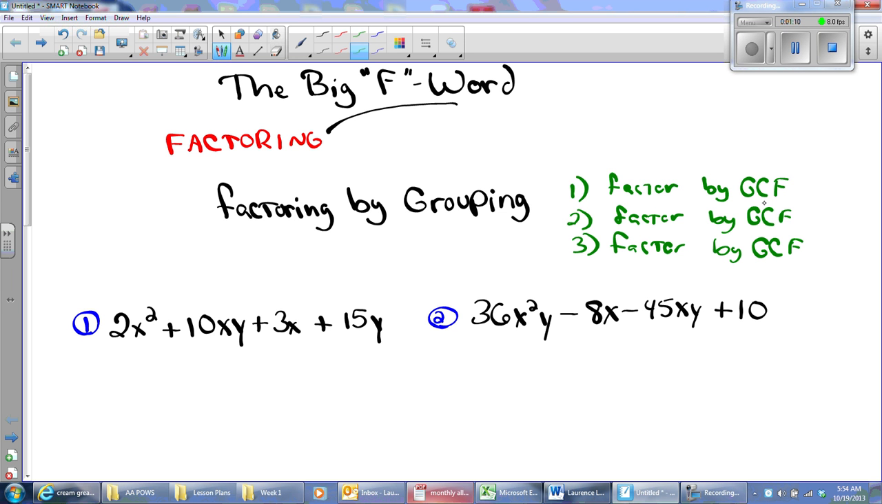Now, by the way, grouping is usually done when there's 4 or 6 terms. We'll probably only look at the ones with 4 terms, but that's when it's usually done. Okay. I will show you how to do a trinomial, meaning 3 terms, by grouping, but for right now, we're only worried about 4-term polynomials. Okay. So let's see here.